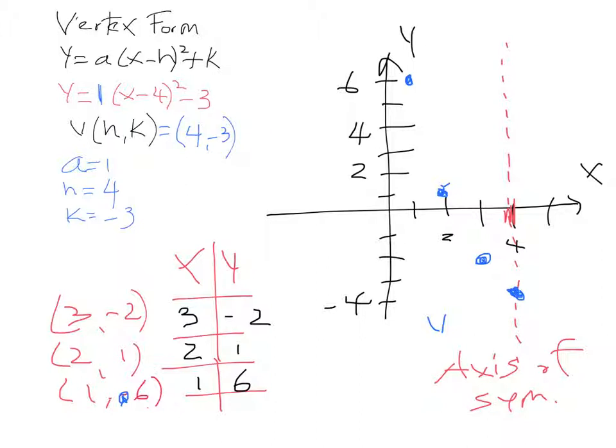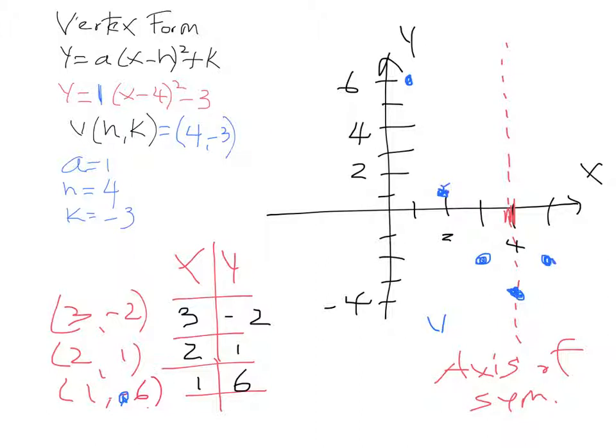Now what I want to do is do symmetry to the other side. I have all these values on my left side, and I want to do symmetry to the right side. This point right now is 1 away from the axis of symmetry. So I'm going to go from my axis of symmetry to the other side 1, and that will give me this point.